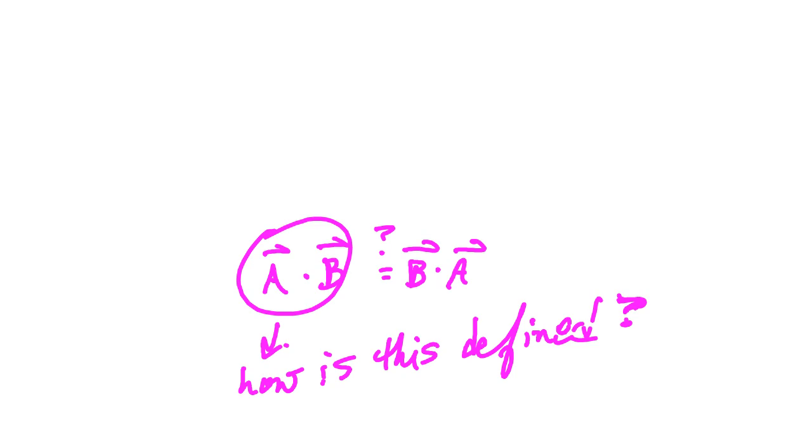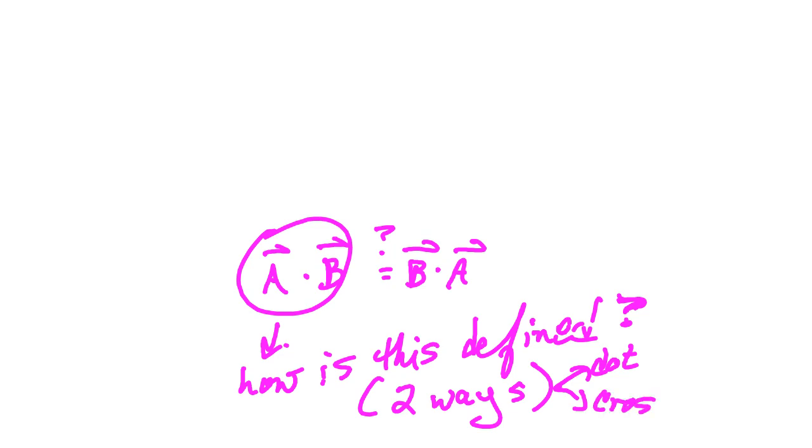So we actually are going to have two ways. One's going to be a dot product, and one's going to be a cross product. Product means multiply, right? So we're going to have two different ways that we're going to define how to multiply.